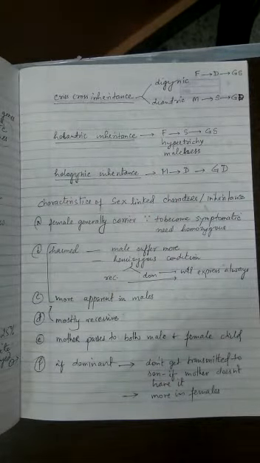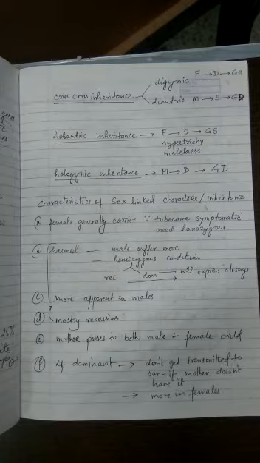So remember, sex-linked inheritance, or characters which are controlled by sex chromosomes, will always be moving in which manner? Criss-cross manner. That means they will be jumping from one sex in one generation to the next sex in the next generation, again back to the same sex in the third generation.